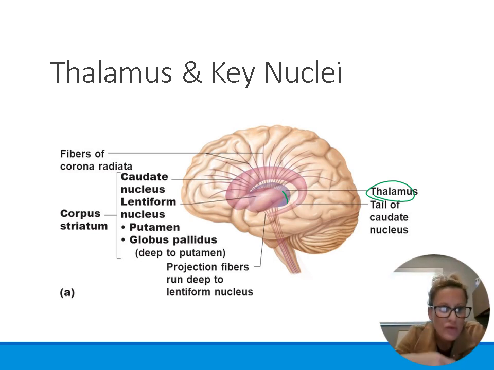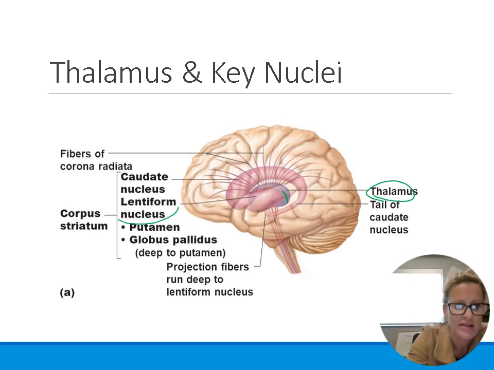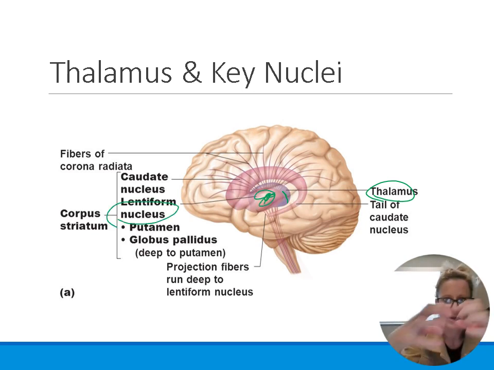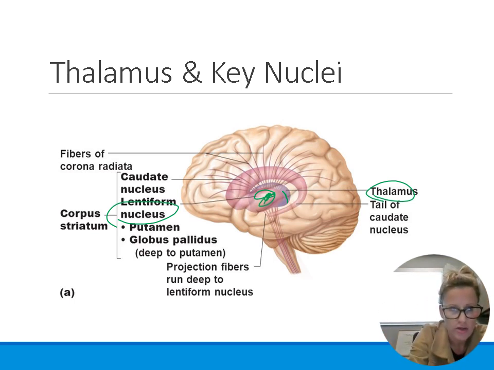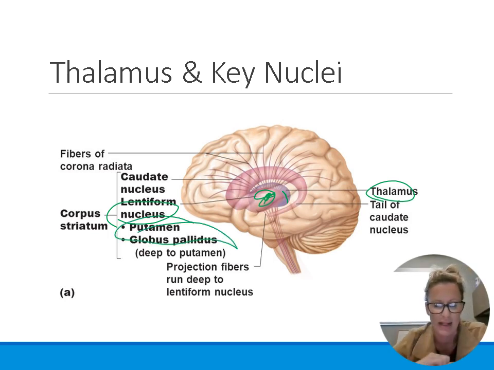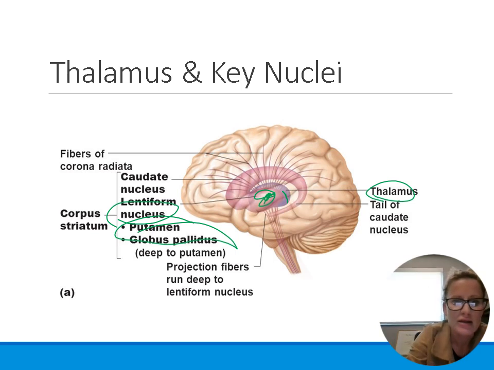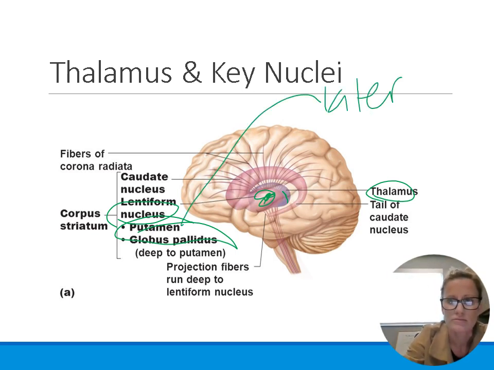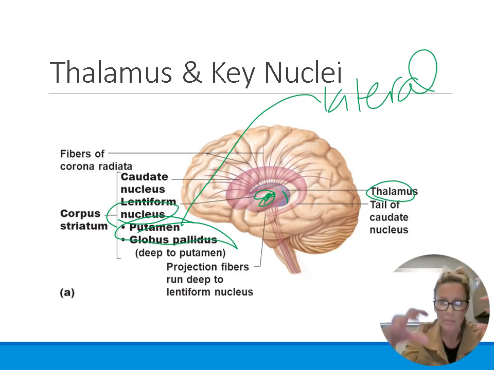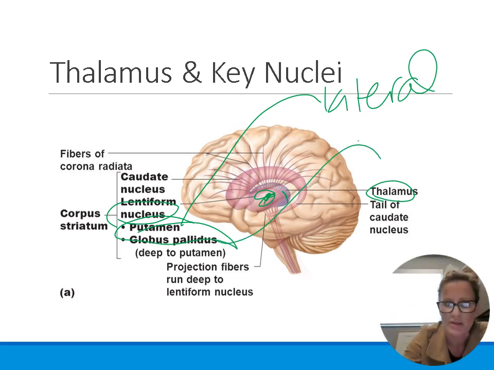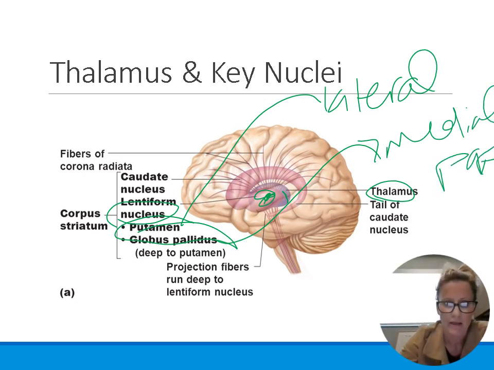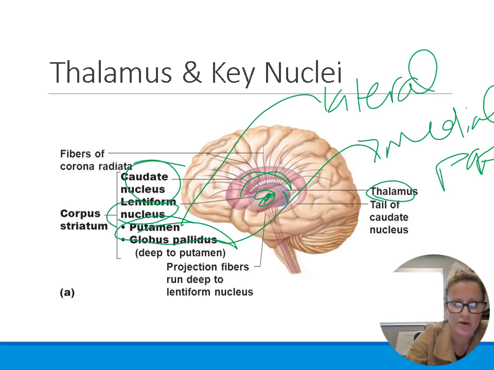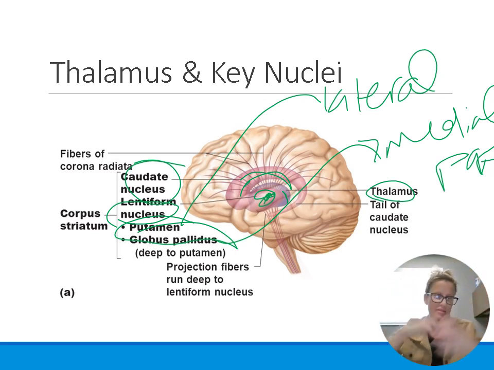The lentiform nucleus is lateral to that, right? So if you go further out towards the side, you get to the lentiform nucleus. Again, the lentiform nucleus has two parts, the putamen and the globus pallidus. The putamen is the lateral part of the lentiform nucleus. The globus pallidus is the medial part of the lentiform nucleus. Then again, the caudate nucleus is superior. The caudate nucleus is above that area.